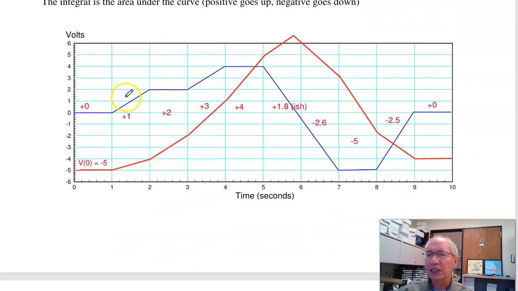Capacitors integrate. Takes the area under the curve. If it's positive, I go up. If it's negative, I go down.